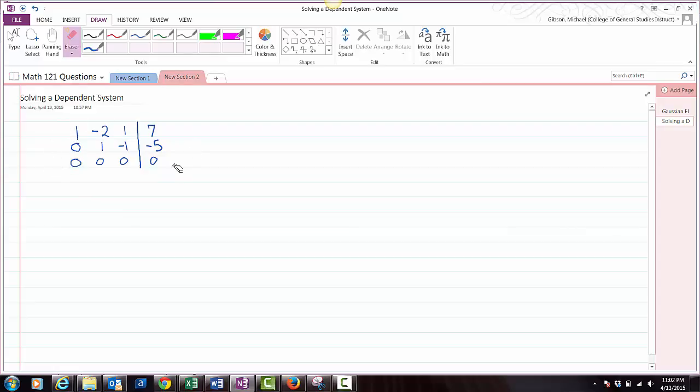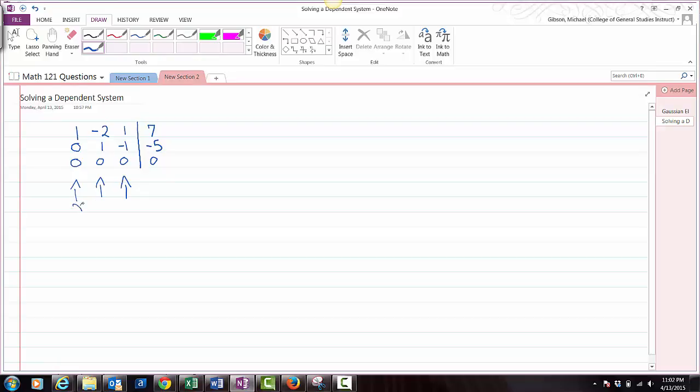In any case, the end result is that one of your rows is all zeros like this. There's no information there. So we've still got three variables, right? Like this is probably the x, y, and z, or maybe x1, x2, and x3, but we don't have information in the third row here, okay?